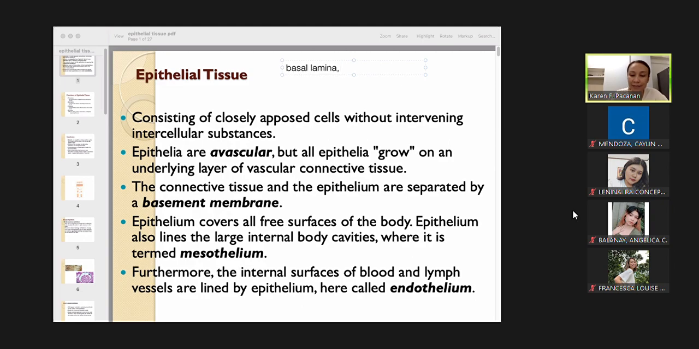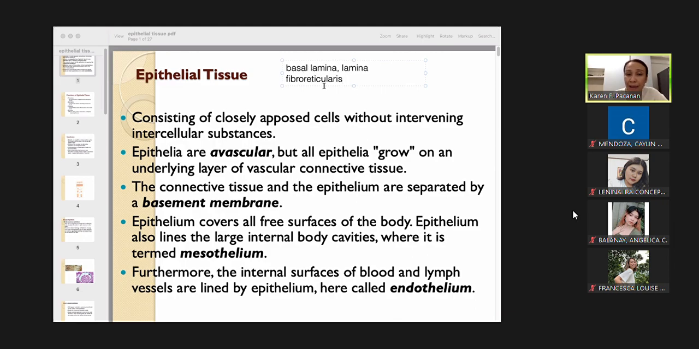We call this the lamina fibroreticularis. Okay, so another layer which is lamina fibroreticularis. So dalawa yan. Since the basal lamina is thin, it cannot be appreciated with the aid of light microscopes.